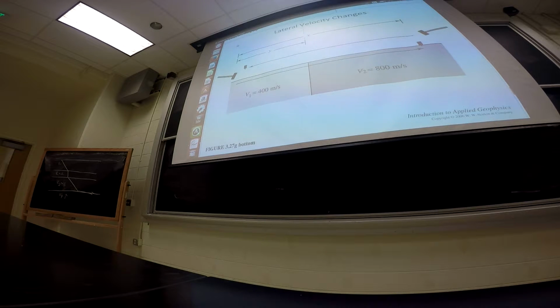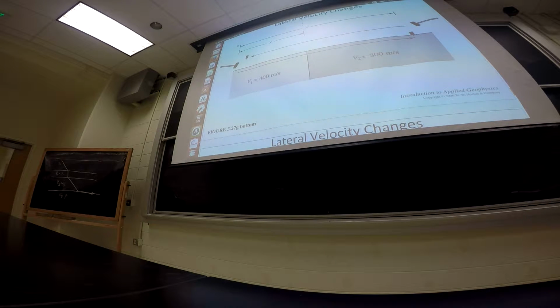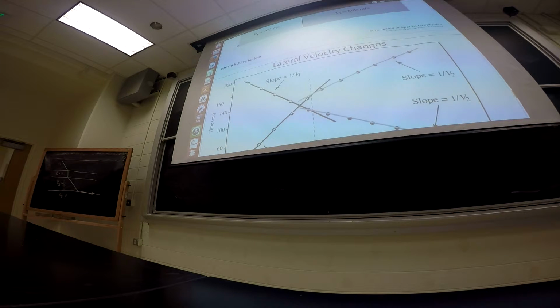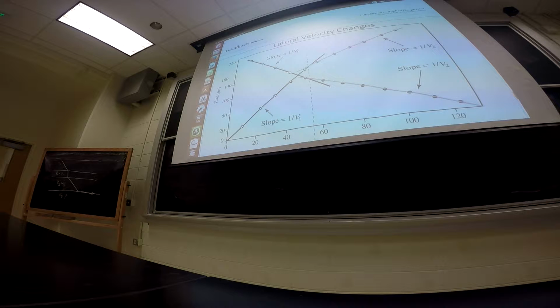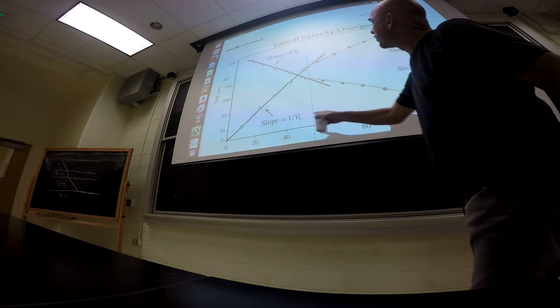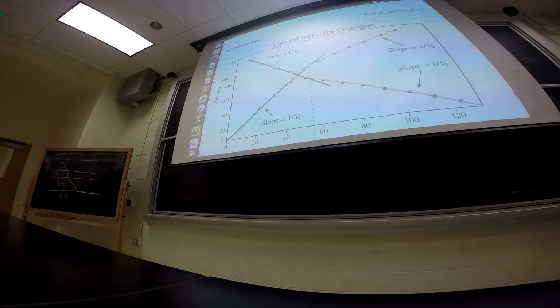Here's one other issue. What if we have lateral velocity changes? We know the Earth is not homogeneous. Well, in this case, we're going to get a different slope for the two arrivals. And that's how we can often tell that we're looking at a lateral velocity change. But notice that this will look, in some ways, like a dipping layer.